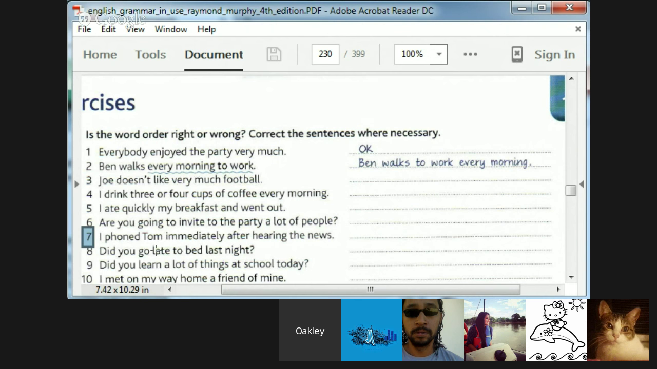After hearing the news, I phoned Tom immediately. Okay. That's true. You could move the time phrase to the beginning of the sentence. That whole thing is a time phrase, starting with a clause, actually. Yeah, that's true. You could do that, absolutely. Or you could put immediately in front of the verb. I immediately phoned Tom after hearing the news. Yes, it would be possible. Okay, so this happens a lot. The adverb can go directly in front of the verb or behind the object noun.